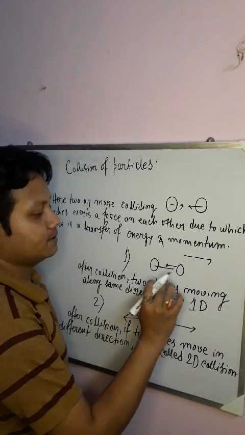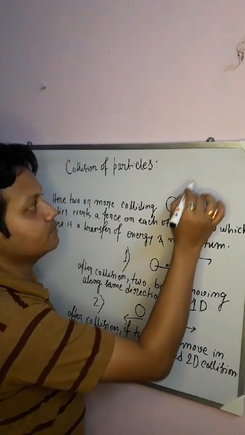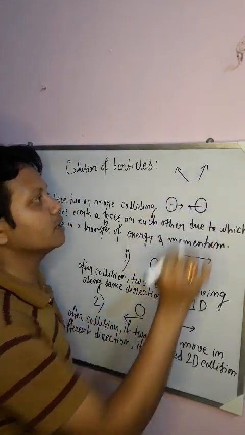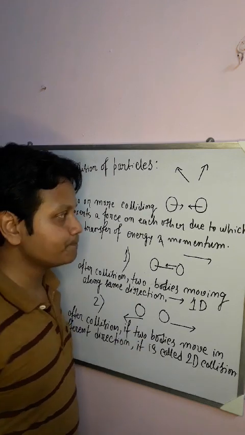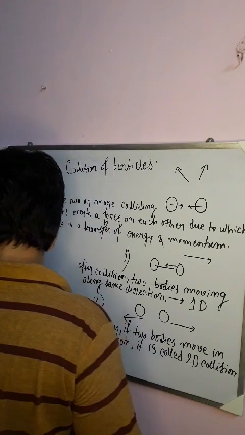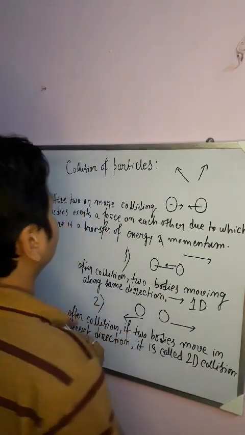So if the target and the striker move along the same direction, we can say this is one dimensional collision. But if they move in different directions, we call it 2D collision. So this is simply 1D and 2D collision. There are two possibilities.